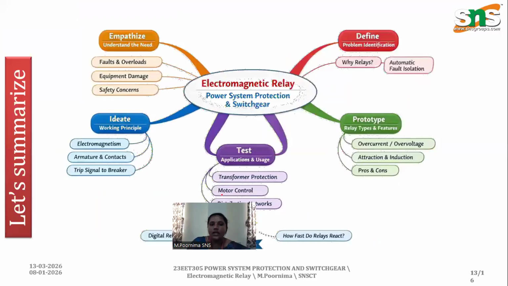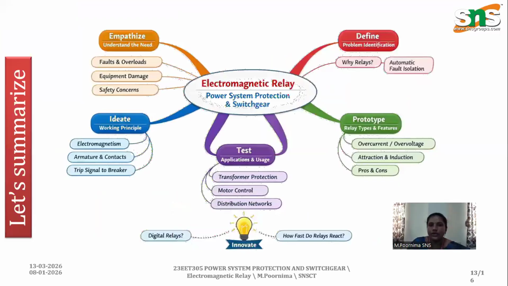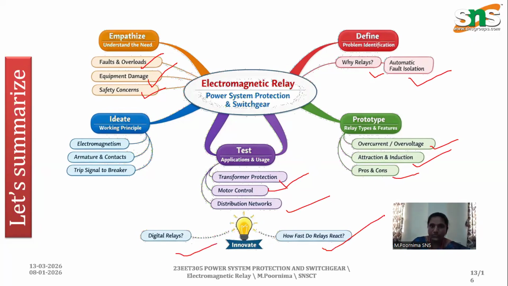Okay. And finally, we are summarizing electromagnetic relays. Faults and overloads cause equipment damage and safety concerns. So here we have seen what a relay is and what automatic fault isolation is. We have seen overcurrent, overvoltage, attraction, induction, and pros and cons, and its use for transformer, motor and distribution protection. We have a digital relay, and how fast it works. And in the electromagnetic part, the electromagnet attracts the armature, and the contacts give trip signals.